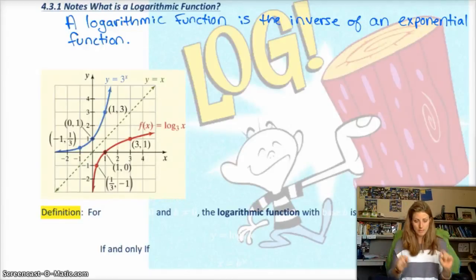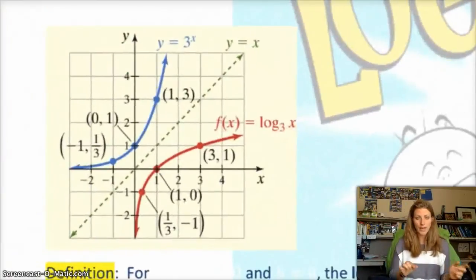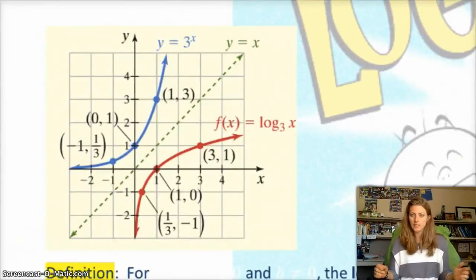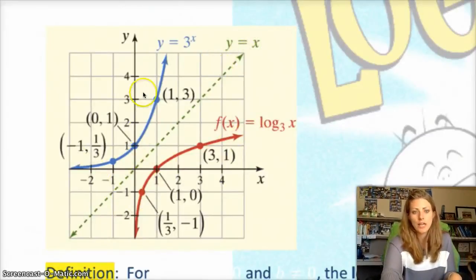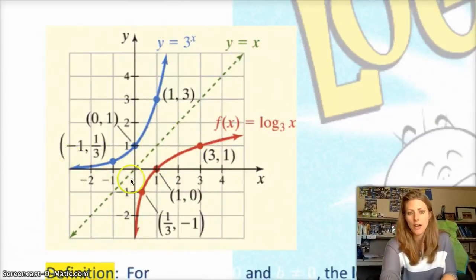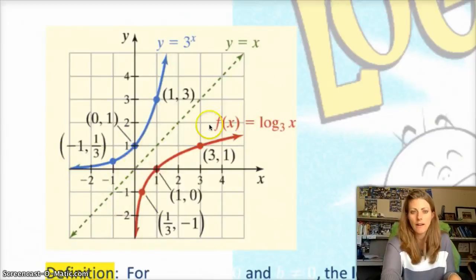So for example, we have this graph, right? The blue one, y equals 3 to the x, is an exponential function. You see the green line there, which is the line y equals x. And if you were to take that exponential function and flip it over the line y equals x, you get this graph of the log. Now, you'll notice that it's written kind of funky.